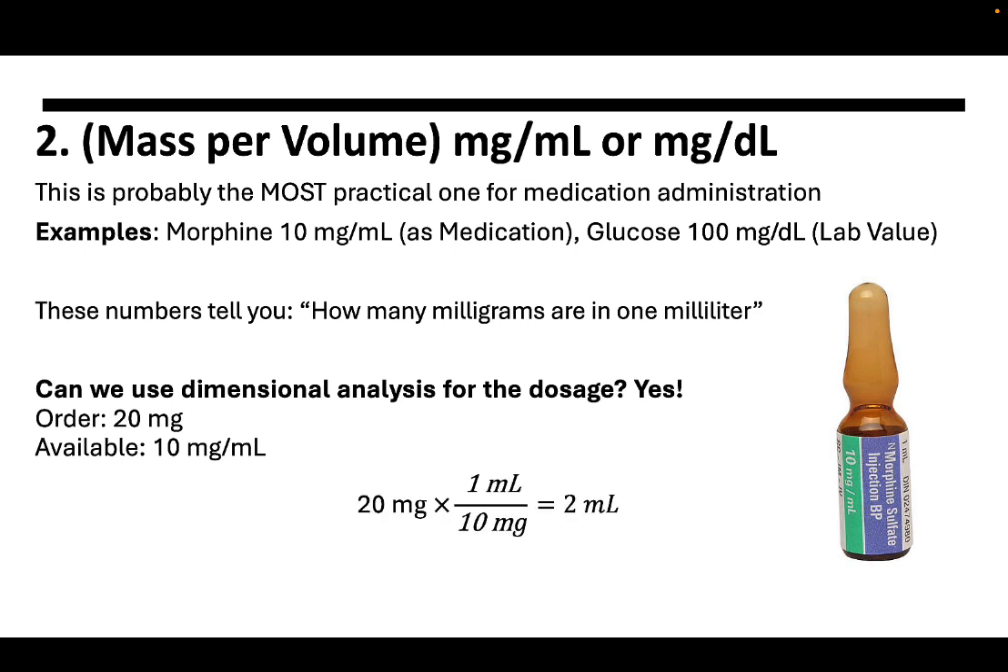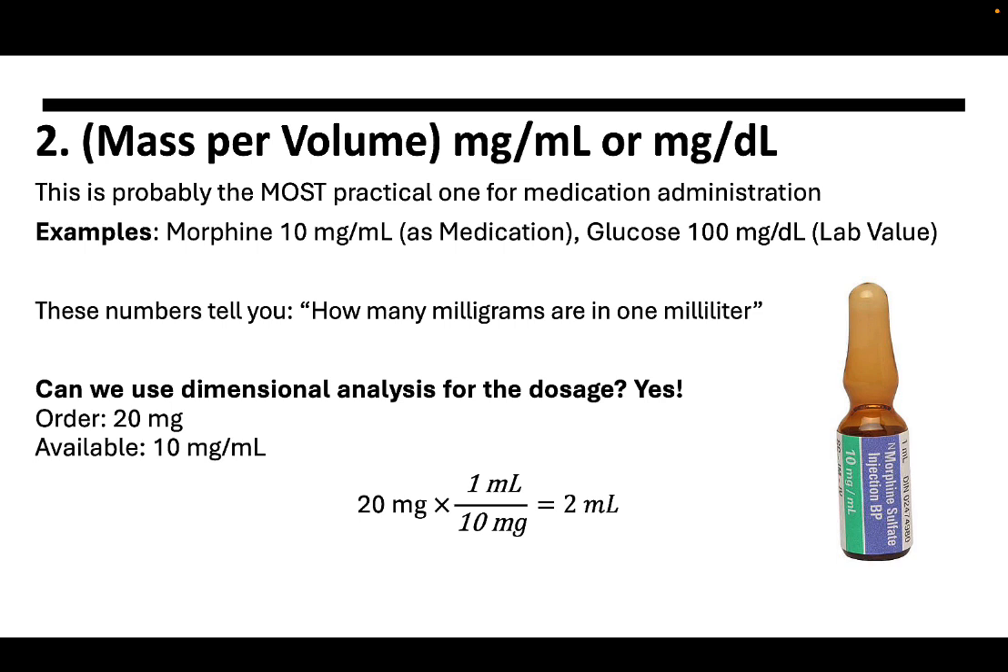Again, the order is 20 milligrams, so let's start there and use our dimensional analysis. 20 milligrams, we want milligrams to cancel out, so we can use the concentration as a conversion. Milligrams cancels with milligrams, leaving us with the milliliter unit, and we see it's 2 milliliters that is required for this patient.